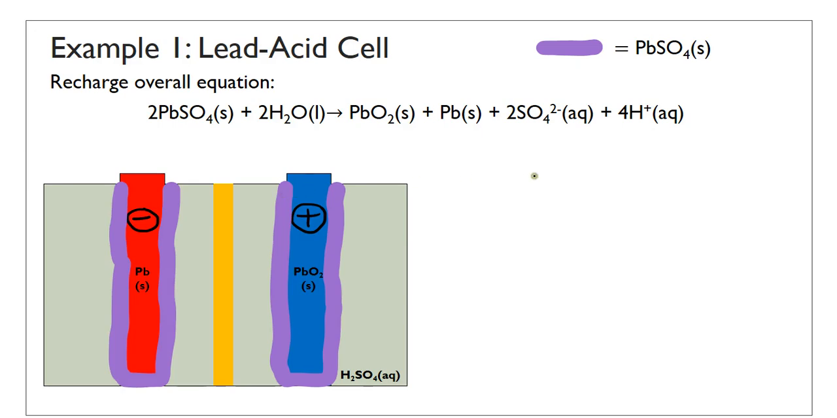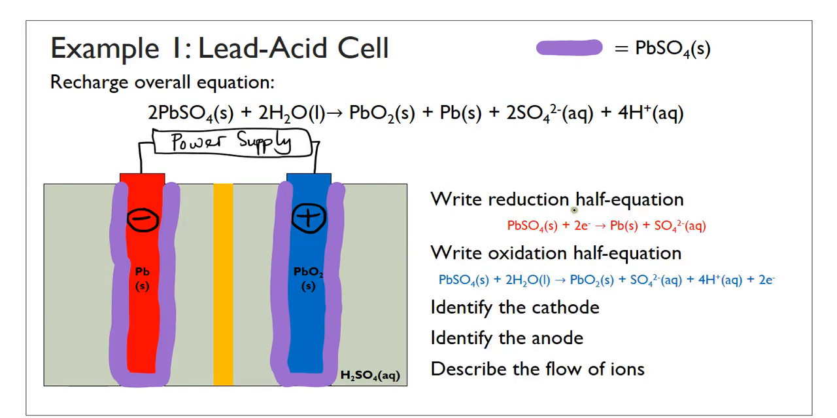This is the recharge overall equation. And if this is actually recharge, you need to replace the voltmeter with a power supply. The half equation for reduction is going to be PbSO4 plus 2 electrons going to here, and that's the oxidation. So I just rewrote what I showed you earlier.